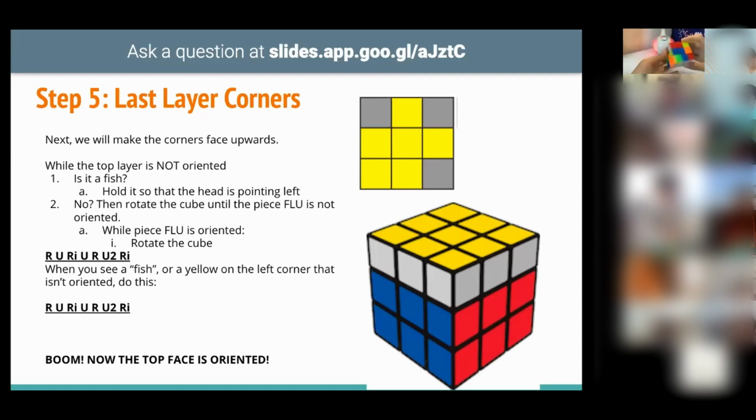Using CFOP, I actually do the middle layer and the bottom layer at the same time. So that's much faster. Next, I'm able to complete the cross and the corners at the same time like this. And finally, I can just complete the entire last layer with just one more algorithm.